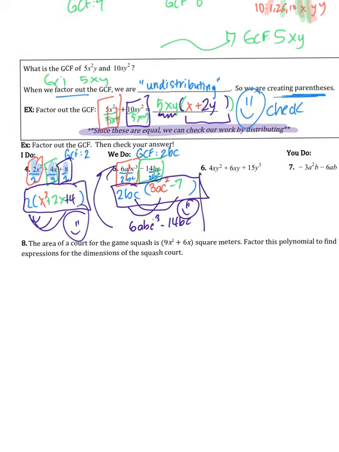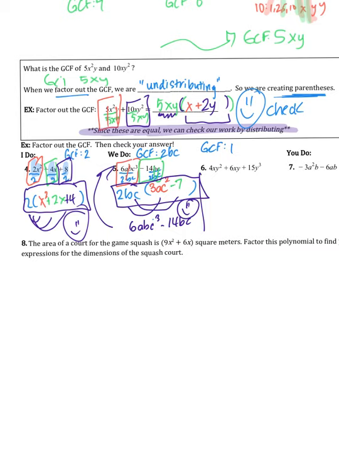Number 6, the greatest common factor of 4, 6, and 15. Number-wise, the only number they all have in common is 1, right? There's nothing else that goes into 4, 6, and 15. So the greatest common factor number-wise is 1.